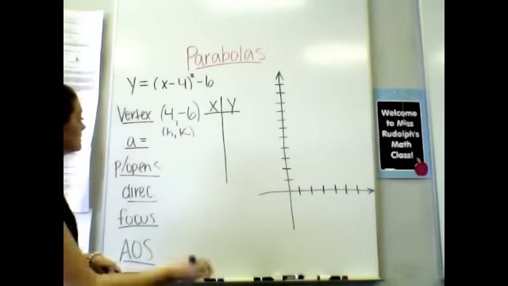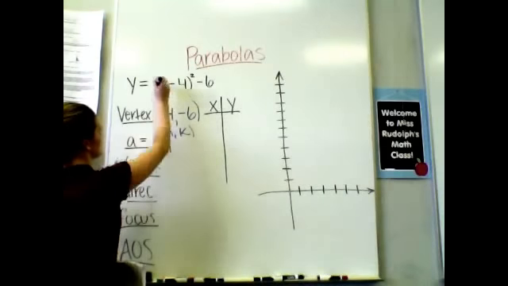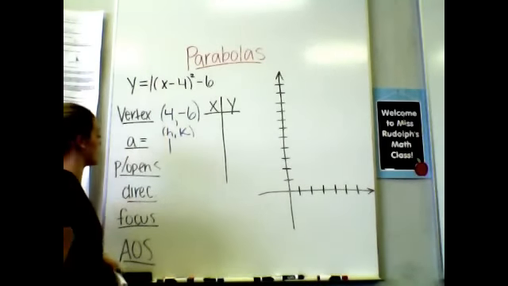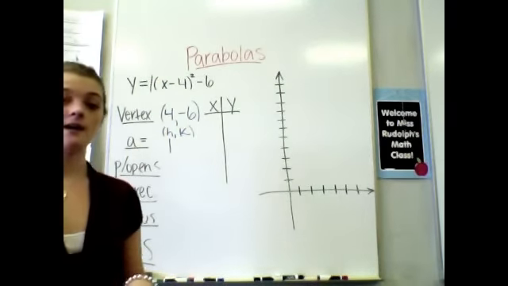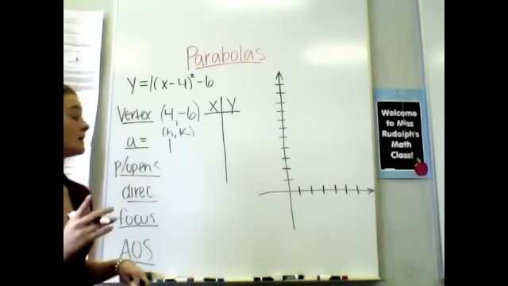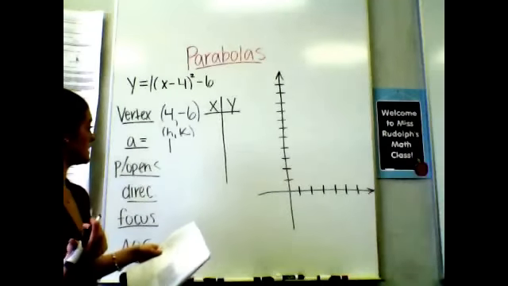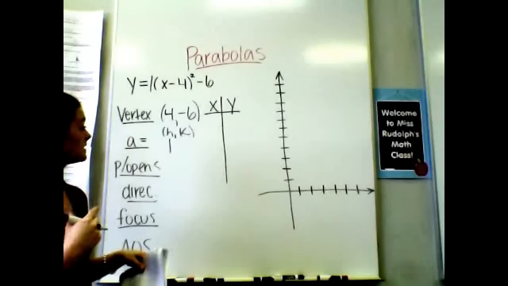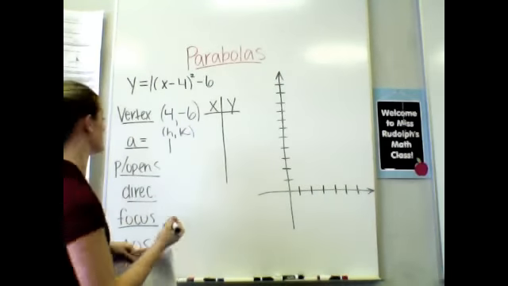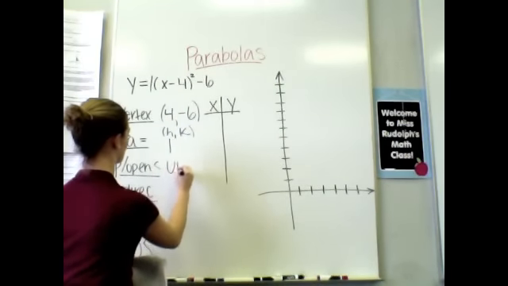My a here is a traditional 1. It's an imaginary 1 that's right in front of my curve. Now p, all I meant to say with p was where it was opening, if it was opening up or down. Because my a is 1, it's greater than 0, it's positive, so I'm going to open up.